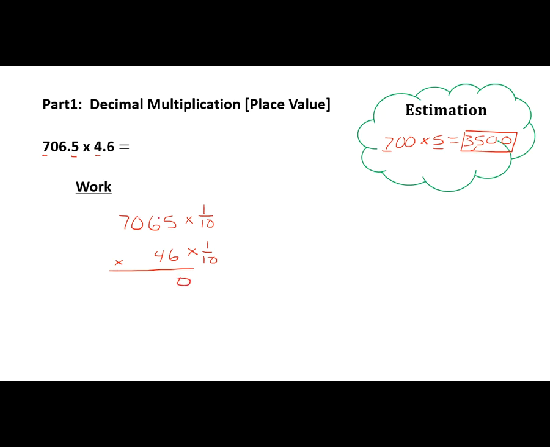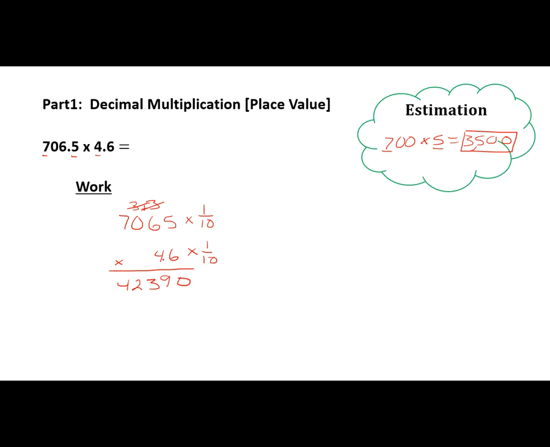5 times 6 equals 30. I group the 3 tens. 6 times 6 is 36, plus 3 is 39 tens. Group the 300 over. 0 times 6 is 0, plus 300 is 300. 7 times 6 is 42,000.